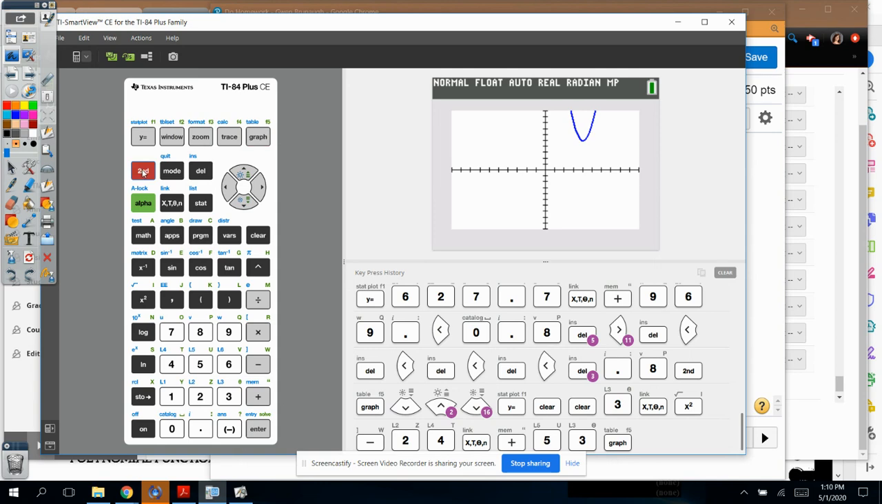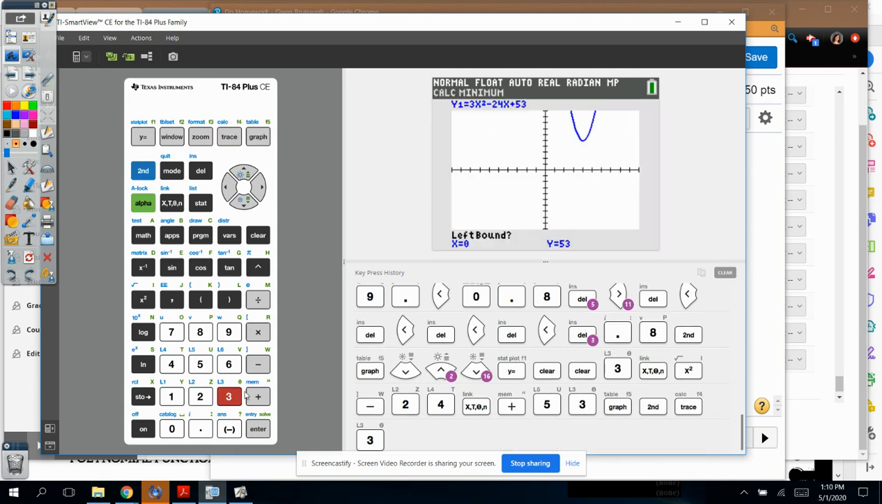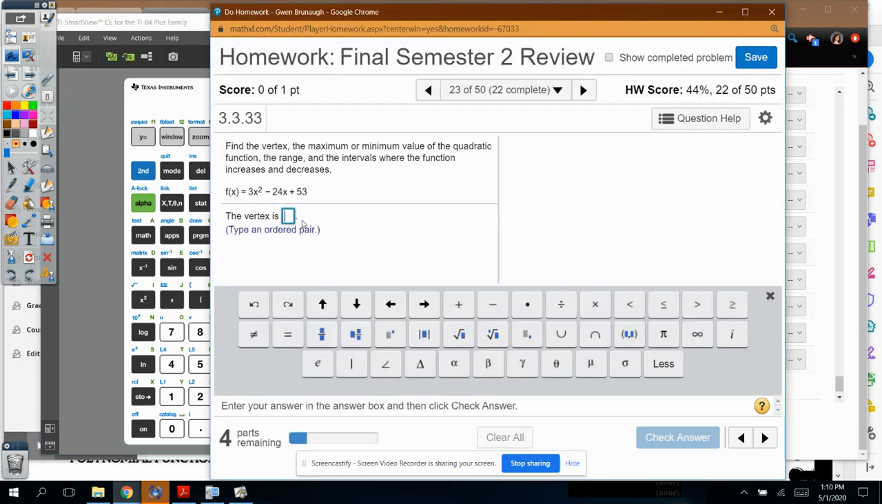So you're going to go to second, calculate. We are looking for the minimum, 3. Left bound, you hit your arrow till you can find it here. There it is. Okay, so hit enter for it to start looking. Then hit the right arrow till it's on the other side of that minimum. Enter one more time, and there it is. It's at 4, 5. So the vertex is at 4, 5.